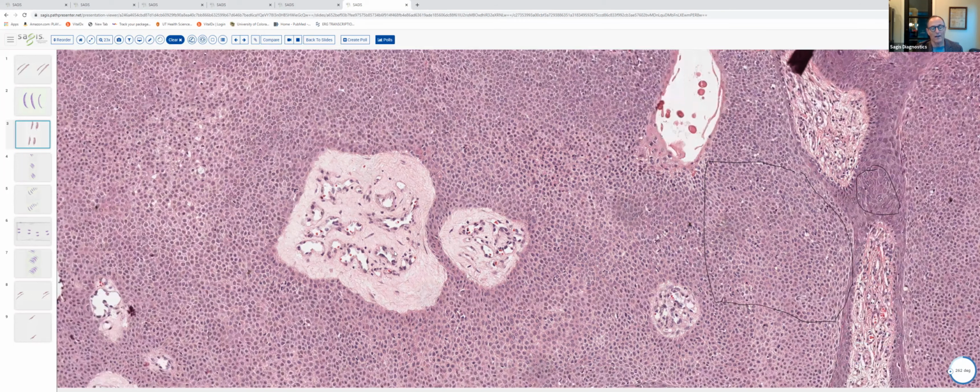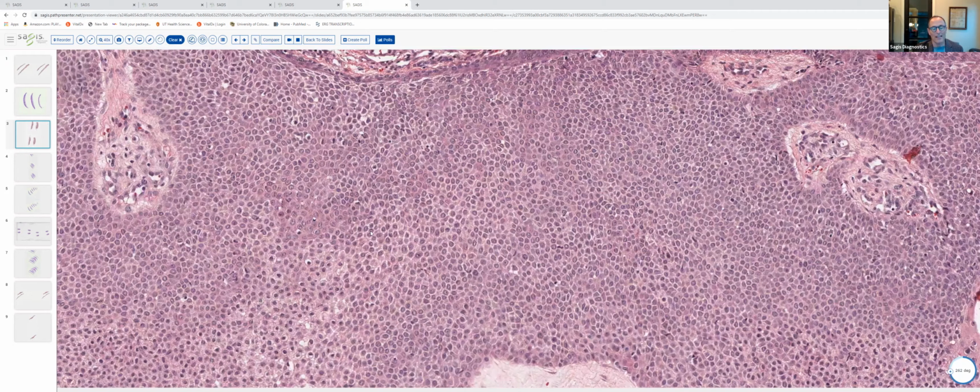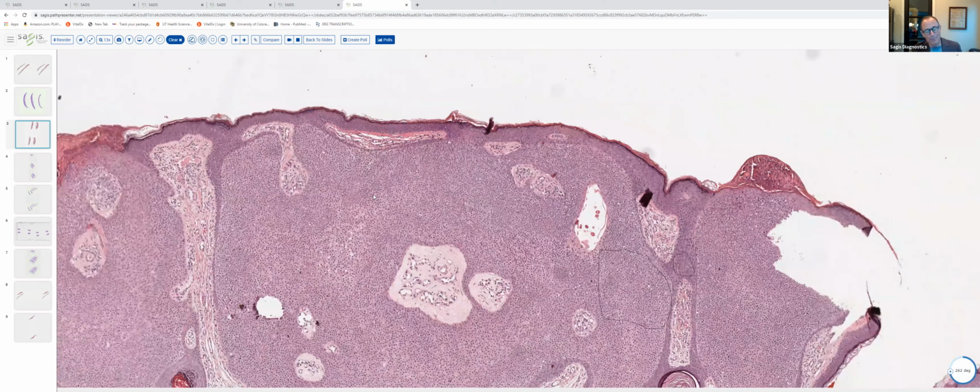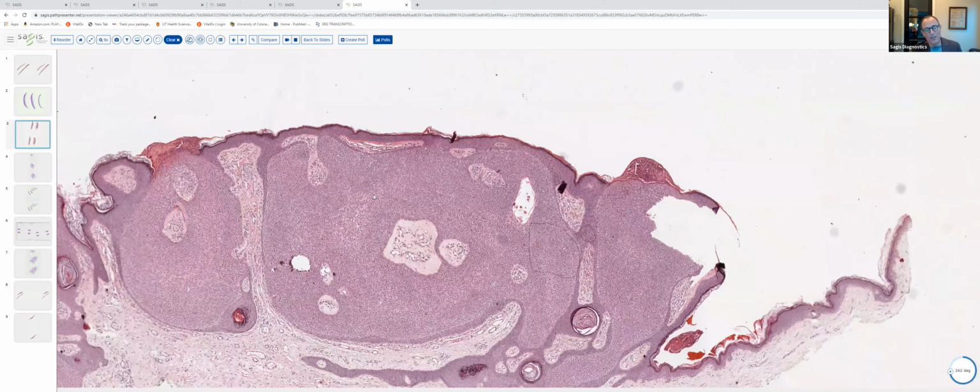And if you took a look in areas, you could see that there was evidence of small duct formation within this tumor. And so the correct diagnosis in this particular case is a poroid tumor. And in particular, we have this poroid tumor showing differentiation towards the acrosyringium or intraepidermal portion of the eccrine duct that is confined to the epidermis. And so this is a Hidroacanthoma simplex.